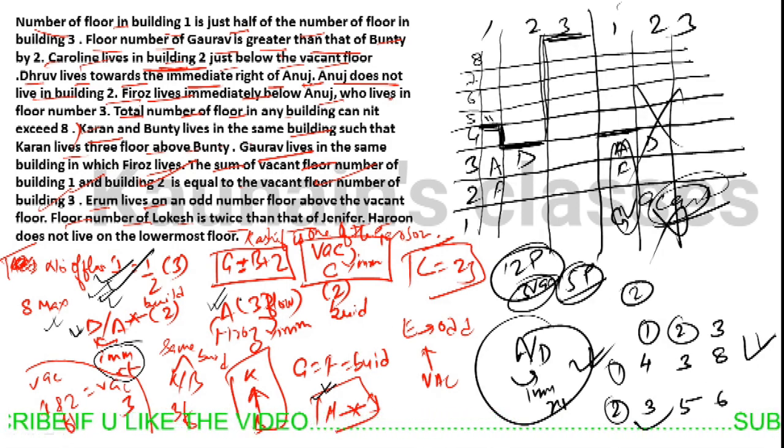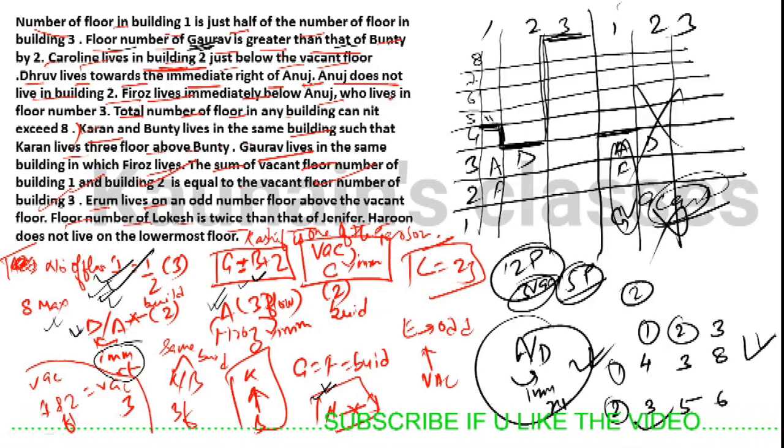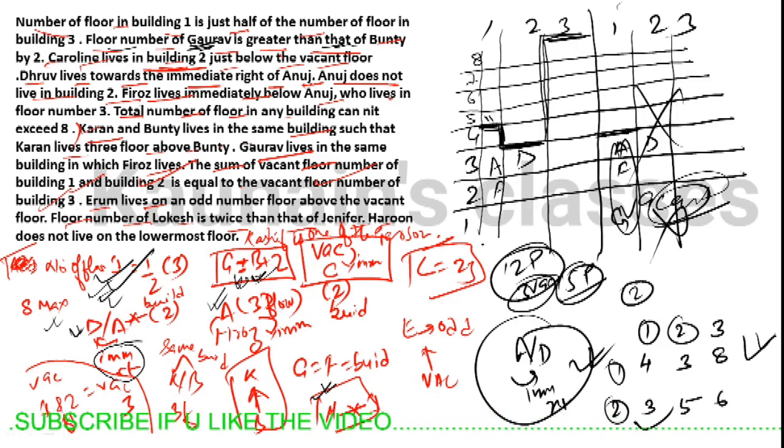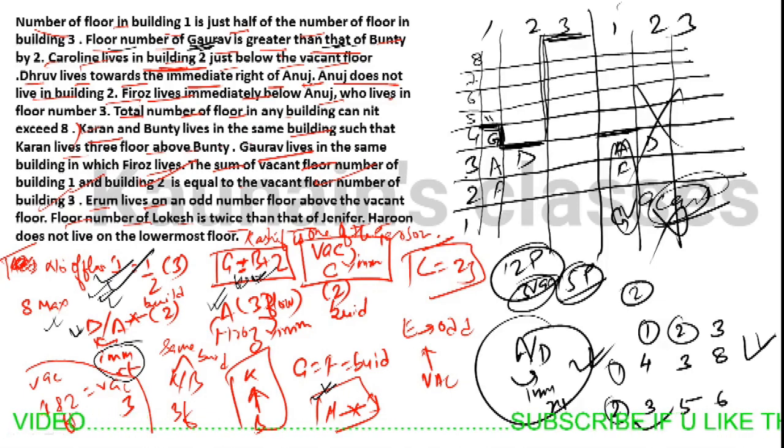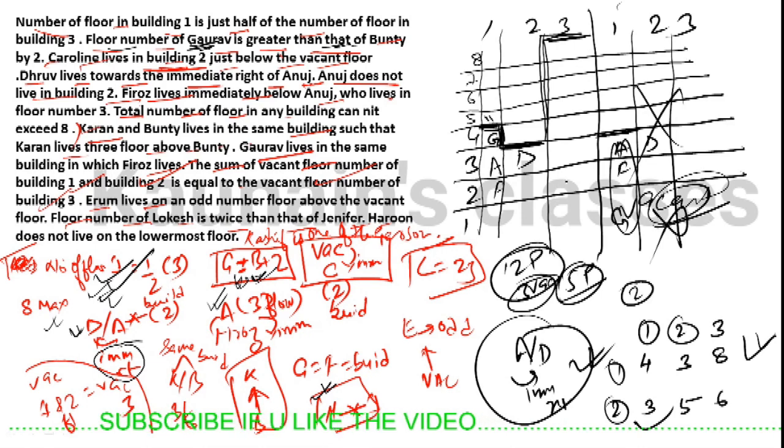So we know that G's floor is equal to B plus 2, meaning Bunty's floor plus 2. This was the hint: the floor number of Gaurav is greater than that of Bunty by 2. So B plus 2 would be the floor number of Gaurav. So 1 can't be the floor number of Gaurav. So Gaurav will be coming in floor number 4. Bunty can come in floor number 2, but in which building we don't know right now. Bunty can come in floor number 2 and floor number 3 also.